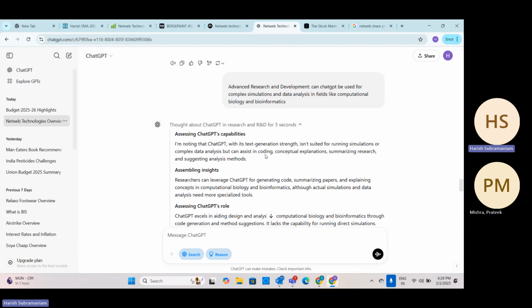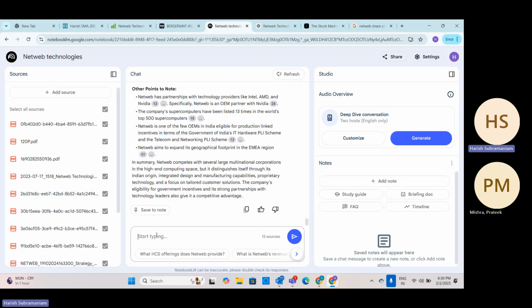So with language like this, for example, advanced research and development, let me put this: what are the use cases? Give the specific use cases for which NetWeb is used by the customer.